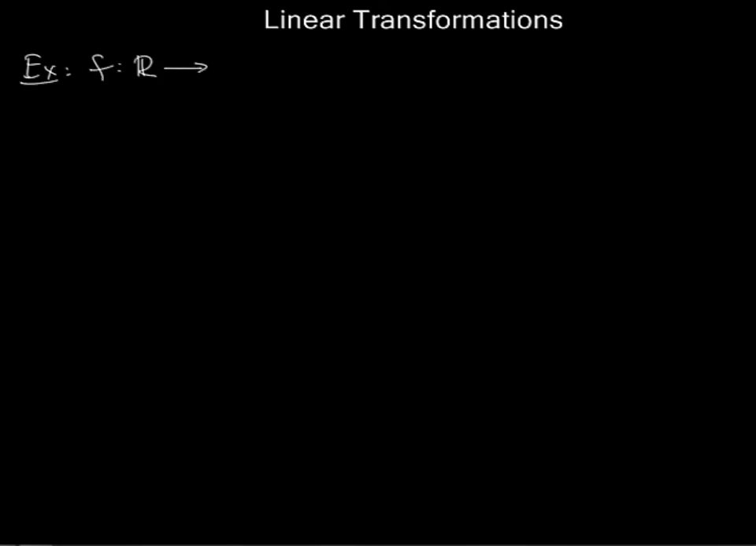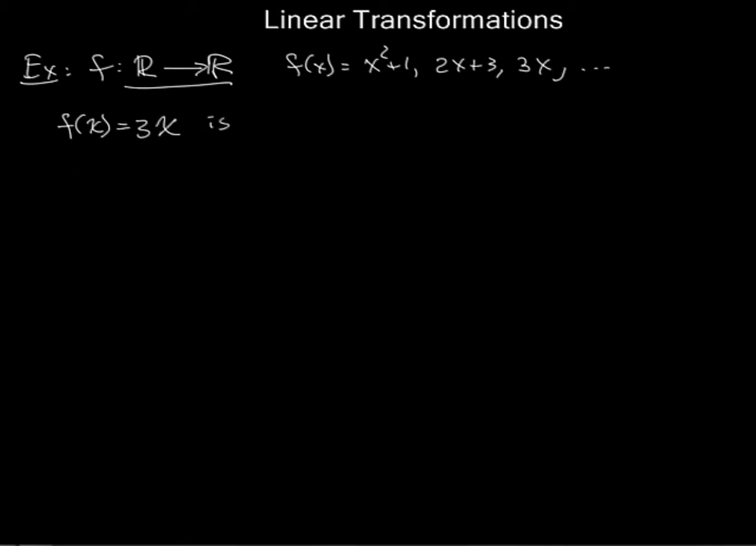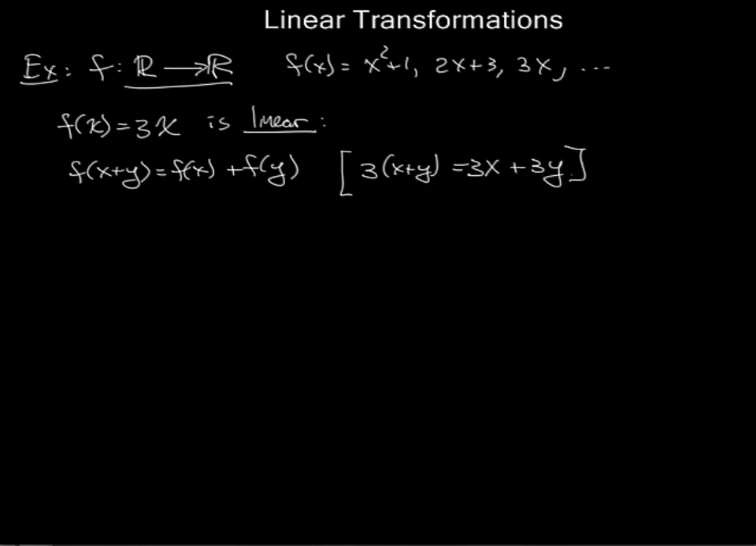So let's look at a very simple example. Suppose you look at maps from R to R. So we just have a function of x. Well, for example, you could have the function x squared plus 1, or 2x plus 3, or 3x, and so on. Well, there's only one kind of these which is given by a matrix, that is to say, multiplying by a constant. That's a linear function. f of x plus y is f of x plus f of y, because, of course, 3 times (x plus y) is 3x plus 3y.